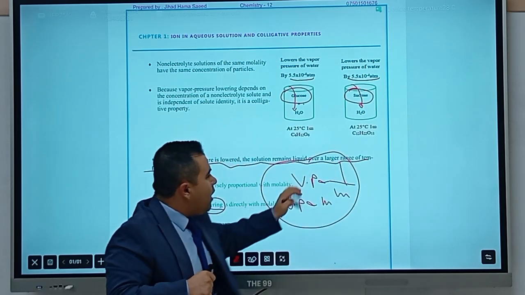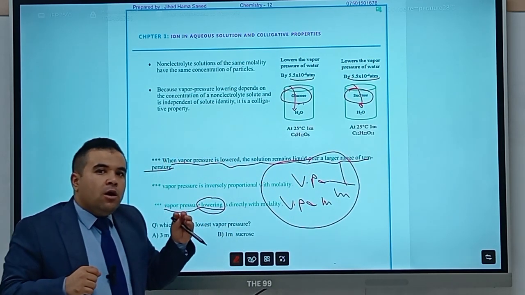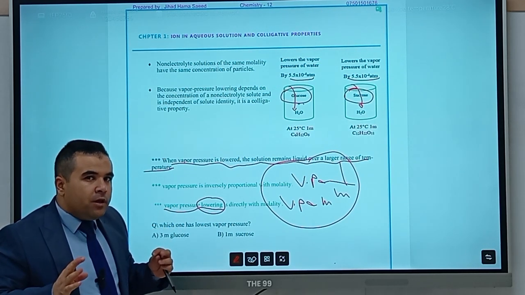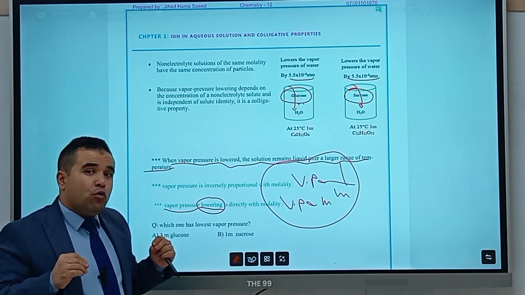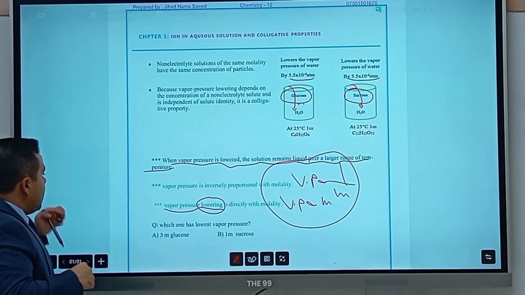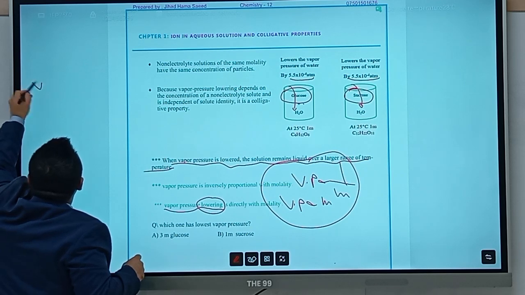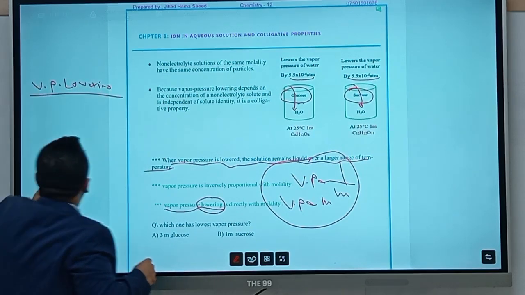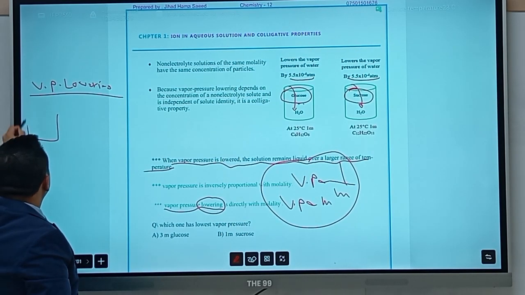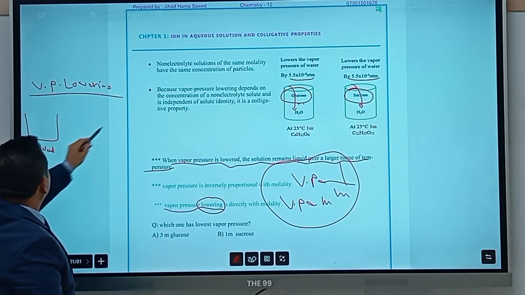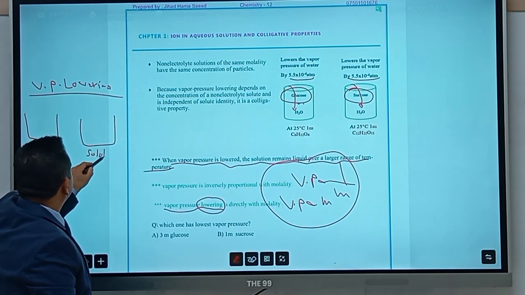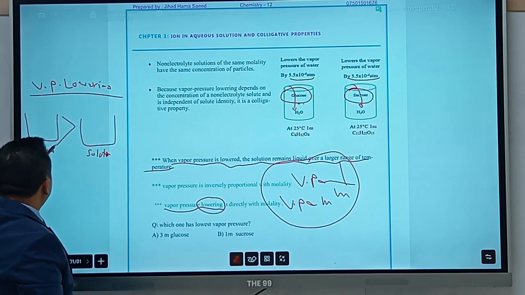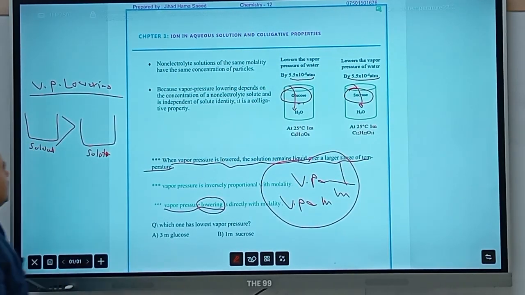So in vapor pressure, we have to know these two relations. What will happen to the vapor pressure by molarity? It's inverse. What will happen to the vapor pressure lowering by molarity? Guys, what's the vapor pressure lowering? We said the solvent and the solution have different vapor pressures, and the vapor pressure of the solvent is higher than the solution.